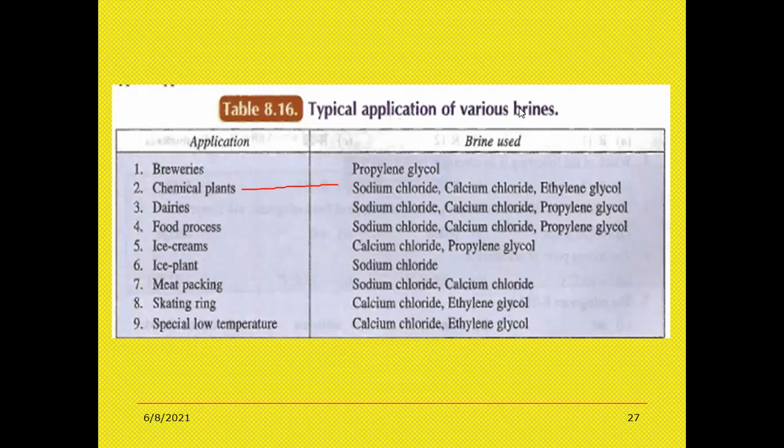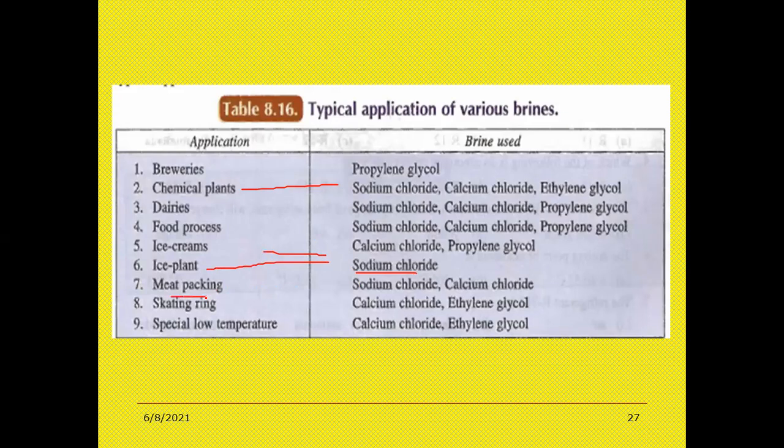Next, dairy. Dairy means milk. In the dairy system, we are using sodium chloride, calcium chloride, and polypropylene glycol. Next, food processing: we are using sodium chloride, calcium chloride, and polypropylene glycol. Next, ice creams: we are using calcium chloride and polypropylene glycol. Next, the ice plant factory: we are using sodium chloride.